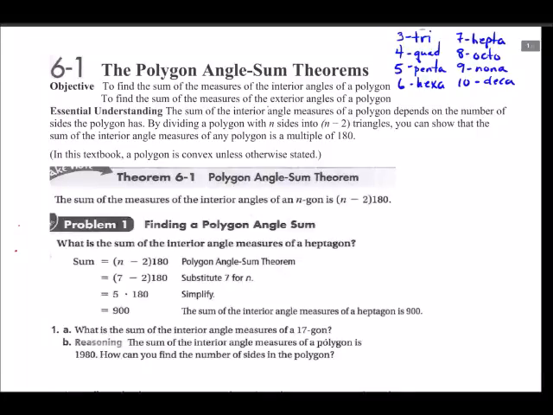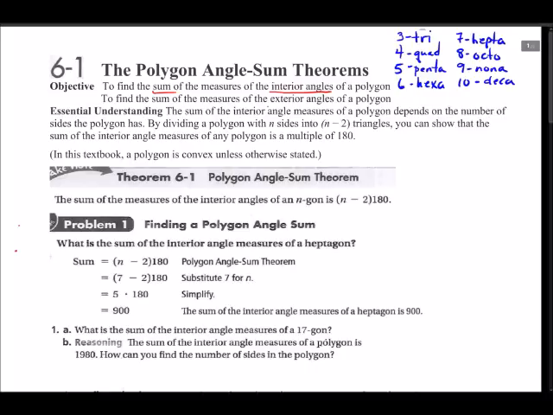6.1, the polygon angle sum theorems. We are moving on from triangles to polygons, and specifically in chapter 6 we deal a lot with quadrilaterals, but we are going to learn some basic polygon theorems here. And 6.1 starts us out. Our objective is to find the sum of the measures of the interior angles of a polygon.